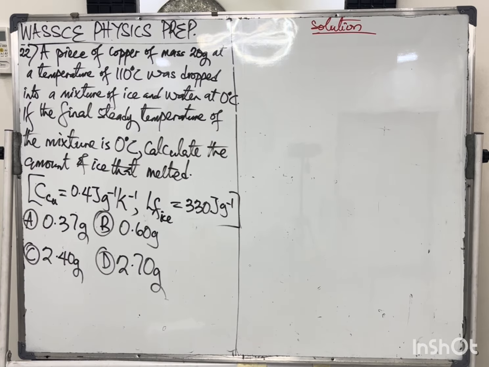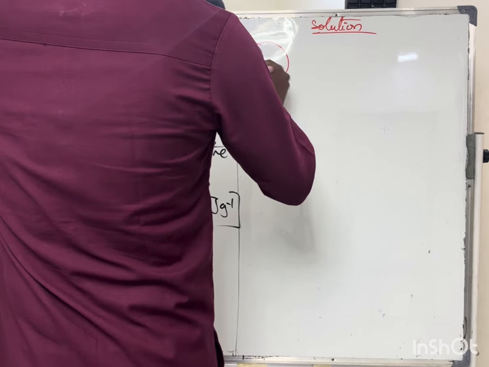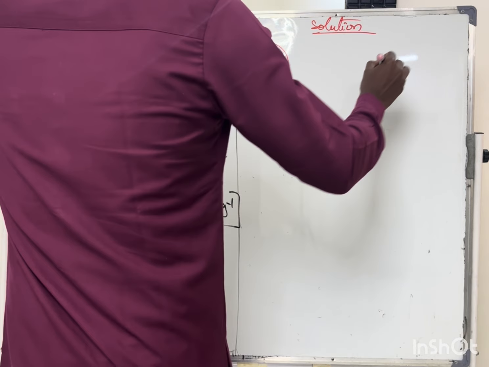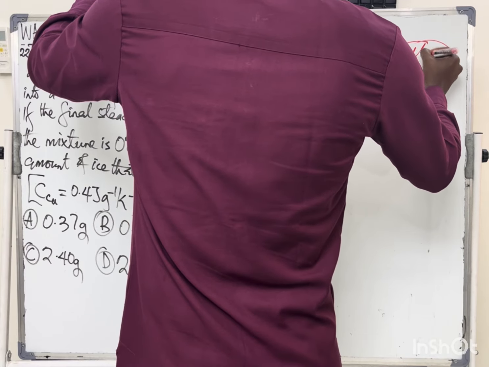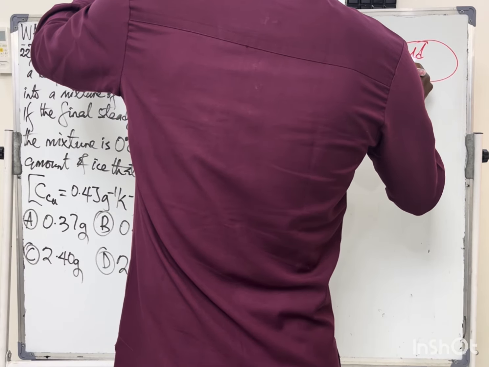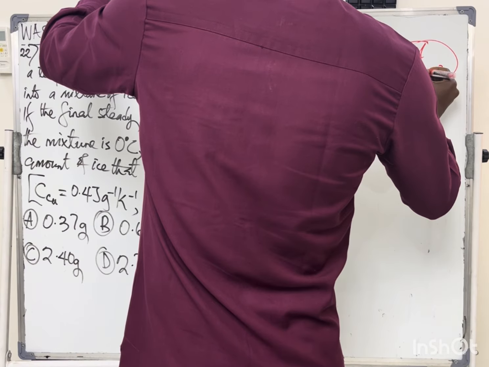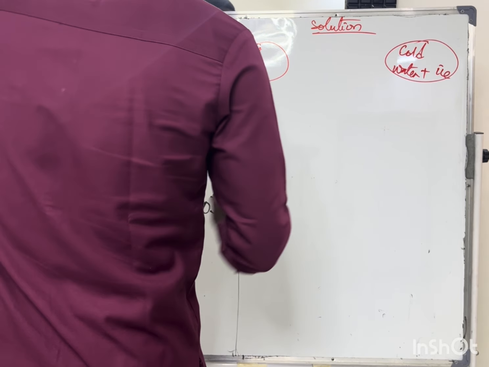On looking at this question, this is the method of mixtures, but the truth is we can easily say that the hot body here is the hot copper. Copper is the hot body, while the cold bodies here we have are cold water and ice. Okay, so let's bring out the parameters for the hot body.